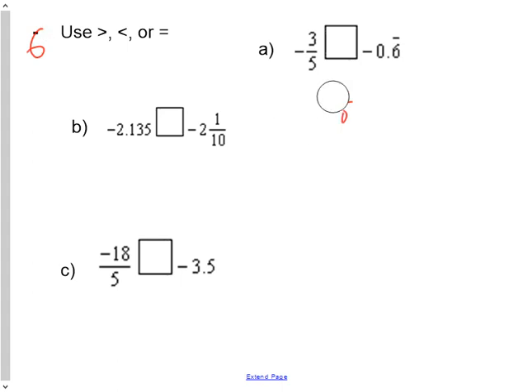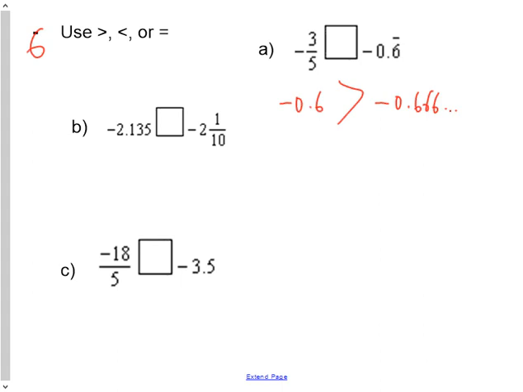Since 3/5 is equal to 6/10, and 6/10 is decimal 0.6, changing that to a decimal is not too hard. And this one, since it's a repeating decimal, I want to look at it like that, just to see more place value. Remember, the closer a number is to 0, the greater it is. So that one there is closer to 0, and therefore negative 3/5 is greater than negative 0.6 repeating.